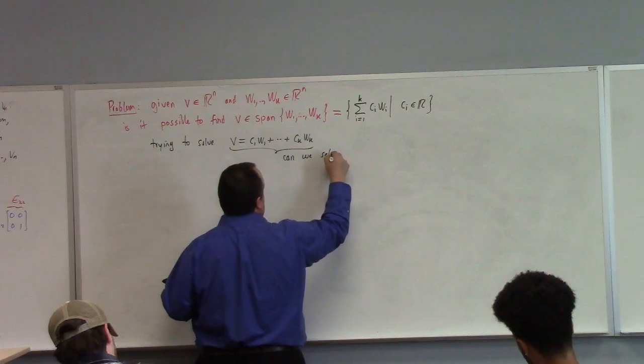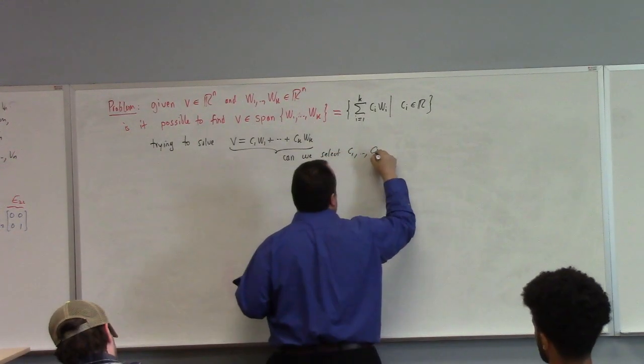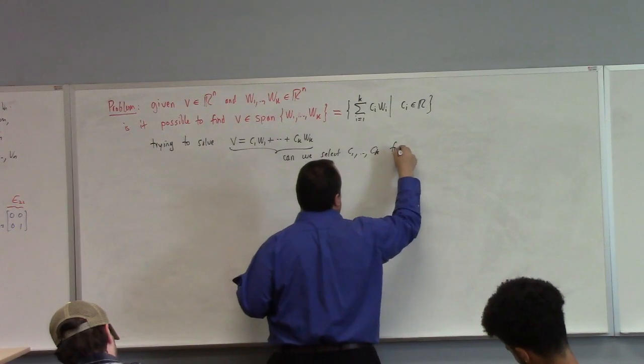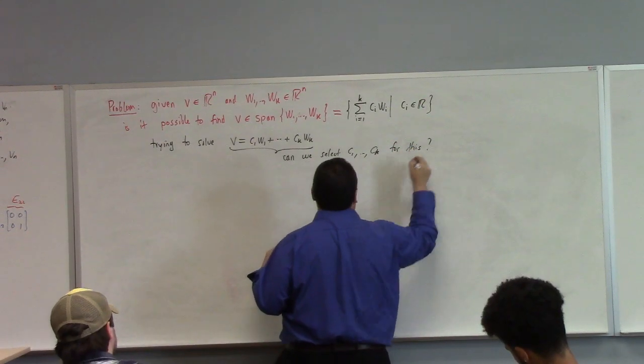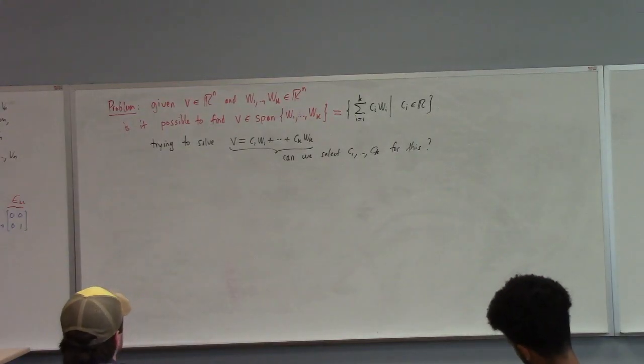Can we select C1 through CK for this? All right, can we do it? So I'm going to first show you an example with some specific numbers in it, and we'll work through it, okay?